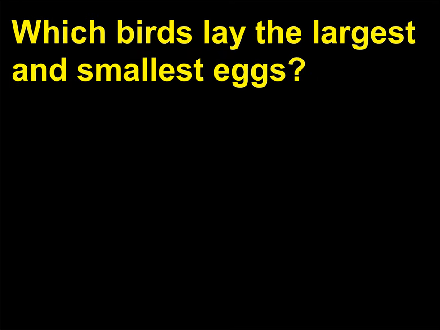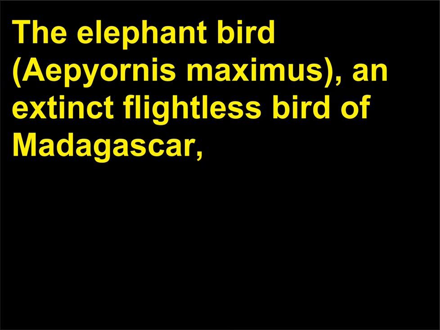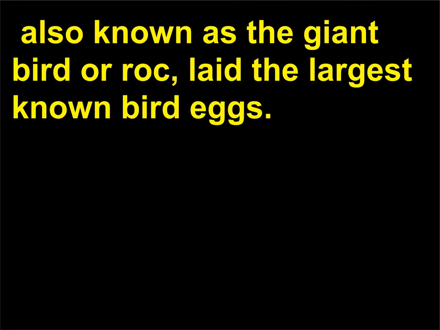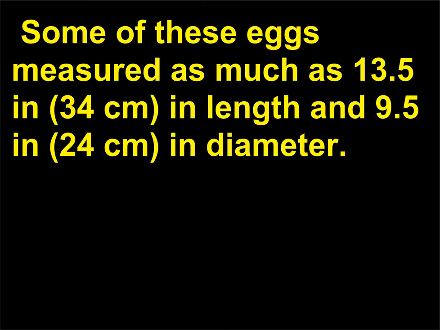Which birds lay the largest and smallest eggs? The elephant bird, Epiornis maximus, an extinct flightless bird of Madagascar, also known as the giant bird or roc, laid the largest known bird eggs. Some of these eggs measured as much as 13.5 in, 34 centimeters, in length and 9.5 in, 24 centimeters, in diameter.